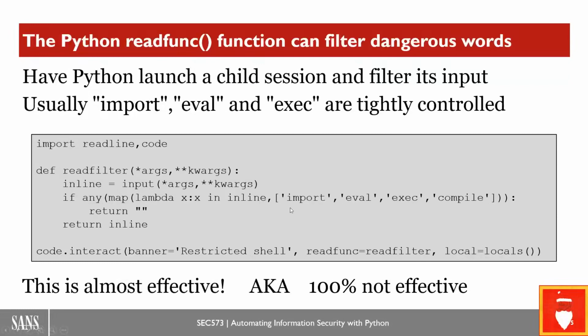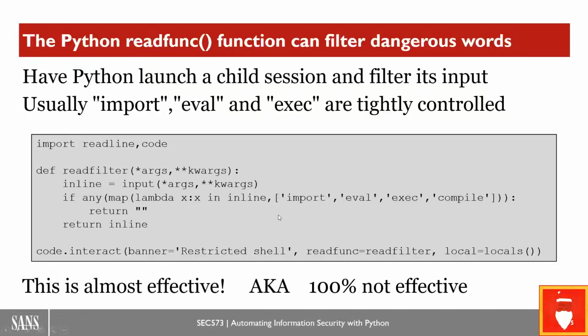And then I'm just going to check to see if whatever is typed on the command line or in the Python shell includes the words import, eval, exec, or compile. Those four keywords are notoriously dangerous and usually tightly controlled if someone's trying to create a restricted Python environment. Because with these things, well, import, as we saw earlier, can be used to load modules. Eval can be used to pass it a script in the form of a string, and it'll execute that script. Exec can as well, and compile will take a script and turn it into bytecode. We're going to look at each of these.